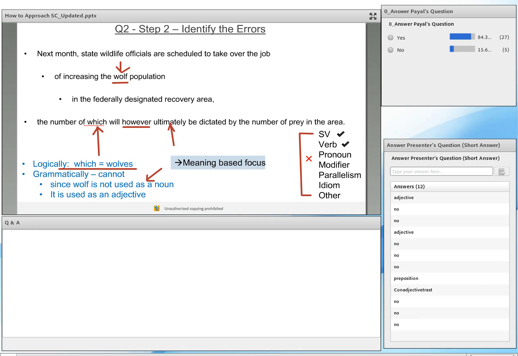So I think I'm done with almost all the questions. I think which should be preceded by a comma. No, which should not be preceded by a comma here, because again, this is part of a prepositional phrase here, the number of which, right?